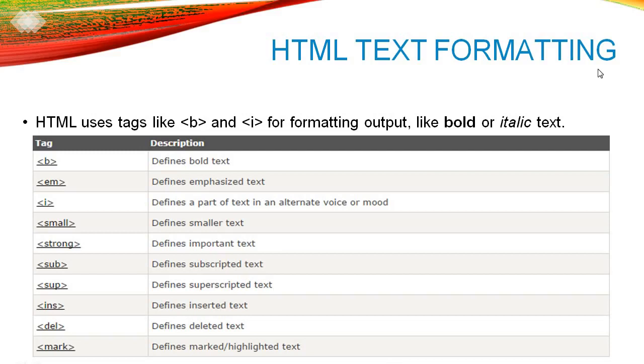So here is some HTML text formatting. HTML uses tags like B and I for formatting outputs like bold or italic. B for bold, I for italic. Here are some tags and their descriptions which I have mentioned in the table: B, bold text; EM, emphasized text; I, italic or text in an alternative voice or mood; small defines smaller text; strong defines important text; sub gives subscripted text; sup, superscripted text; ins, inserted text; del, deleted text; mark defines marked or highlighted text. So these are the tags used in HTML and their descriptions I have mentioned in tabular form.